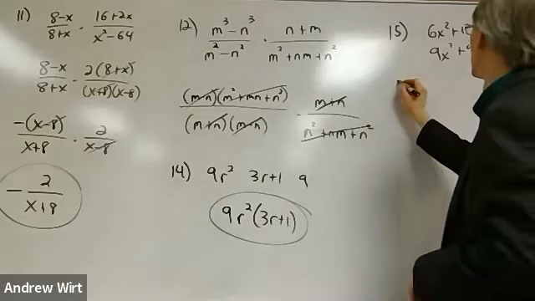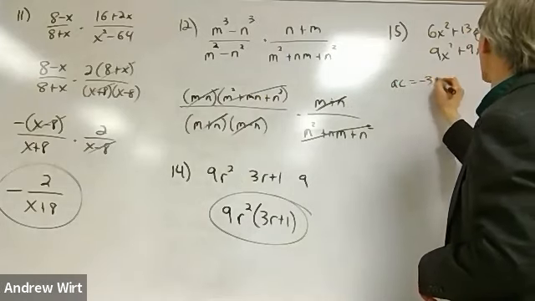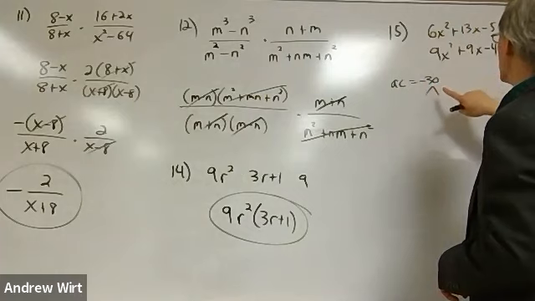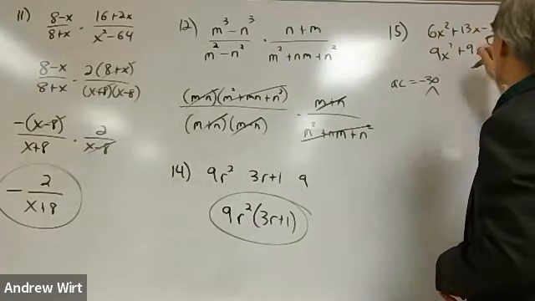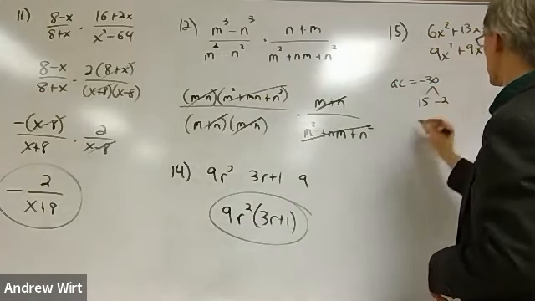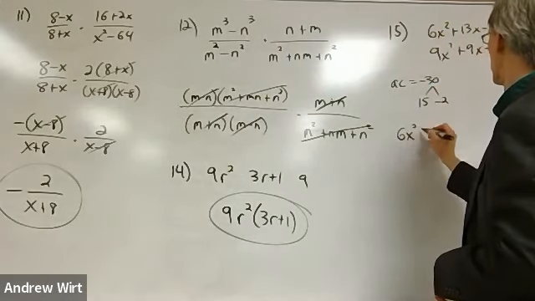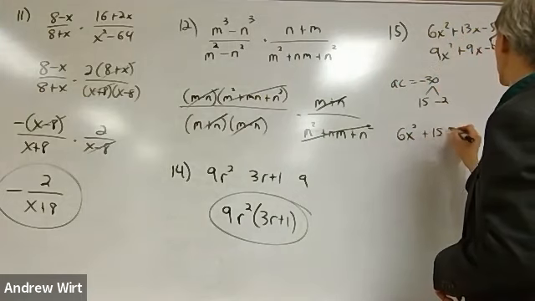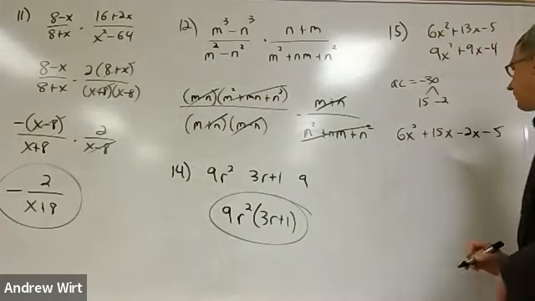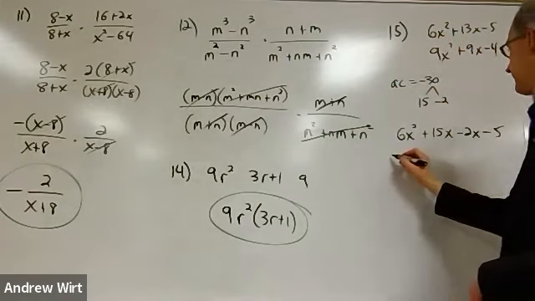So for the first one, AC is negative 30, 6 times negative 5. And we need two numbers that multiply to get negative 30, add to get 13. So that'll be 15 and negative 2. So that means we'll split this up into 6x squared plus 15x minus 2x minus 5. And now we can factor by grouping.